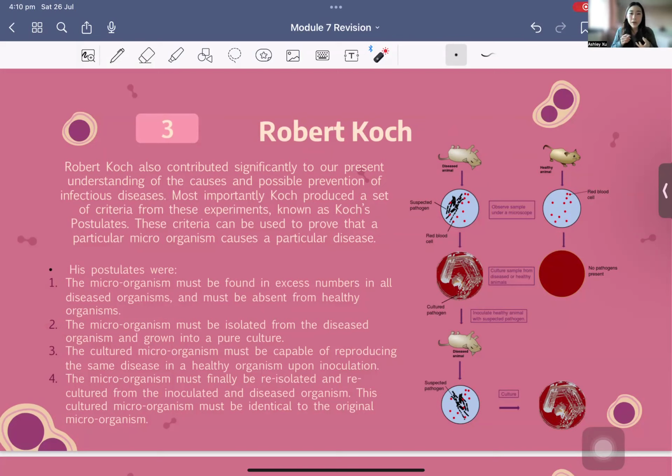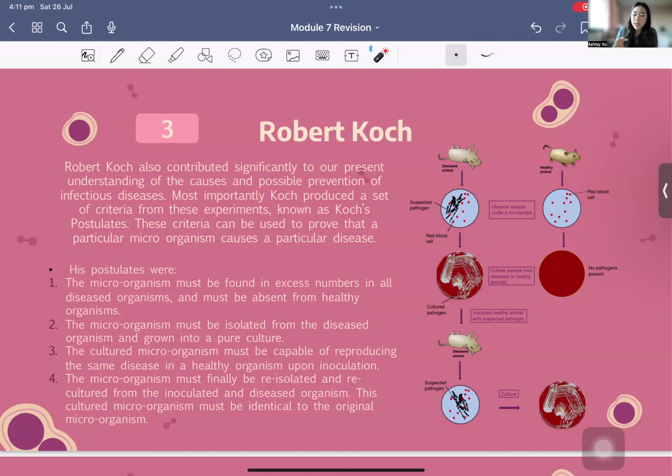Okay, number three, the cultured microorganism must be capable of reproducing the same disease in a healthy organism upon re-inoculation. Okay, what that means is we then get this grown microbe culture, we then swab it and infect a healthy organism. And what we should see is that healthy organism getting infected and diseased. Why? Because we just infected them with all of that nasty microbes. All right, number four, the microorganism must be re-isolated and recultured from the inoculated and diseased organism. This cultured microorganism must be identical to the original microorganism.